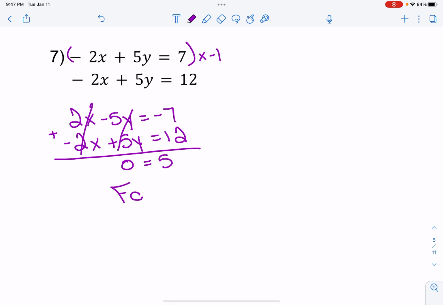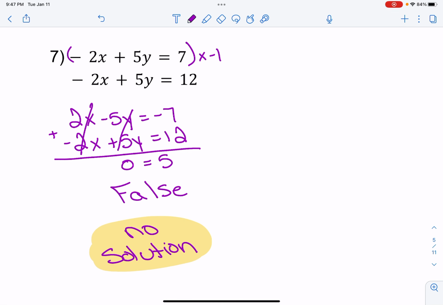Well, that's not true. 0 and 5 are not the same number. So our answer there is no solution. So remember, if you get a true statement, infinitely many solutions. If you get a false statement, no solution.